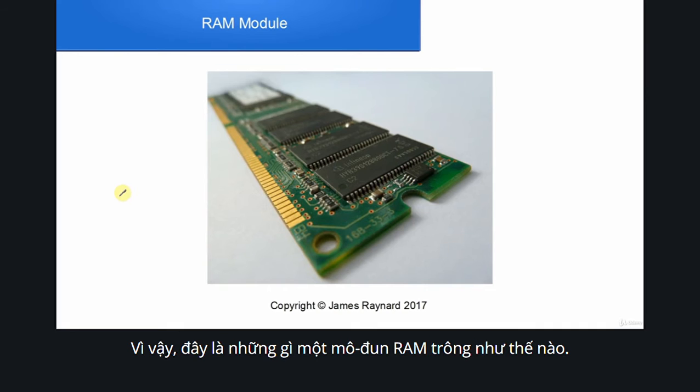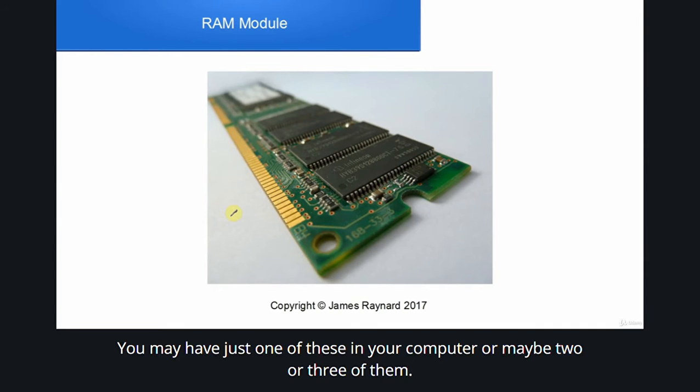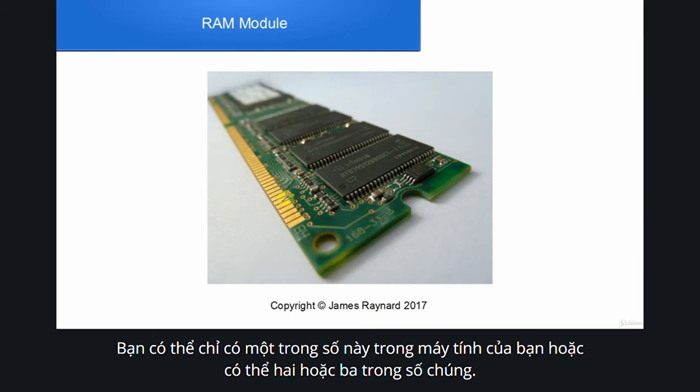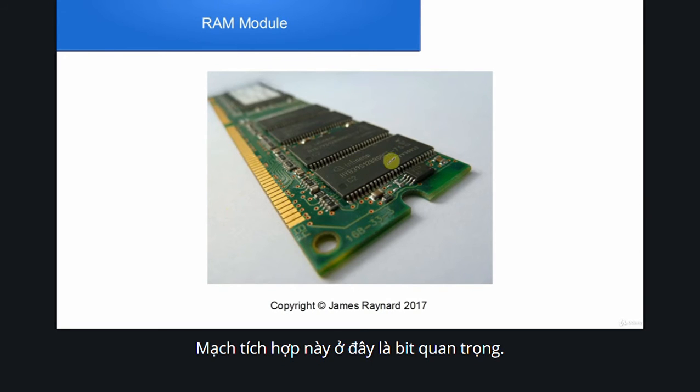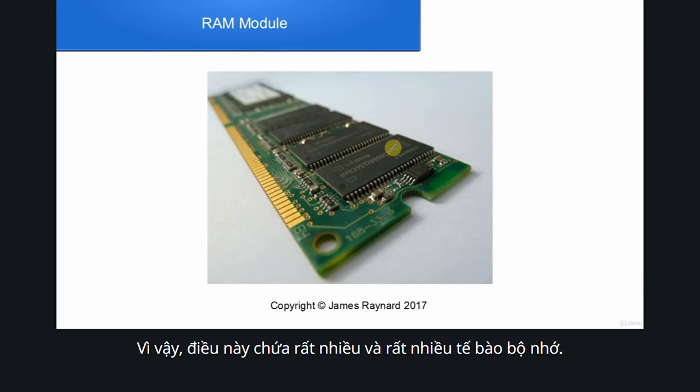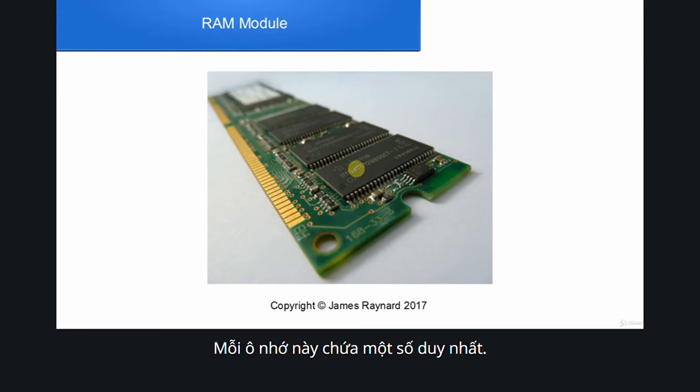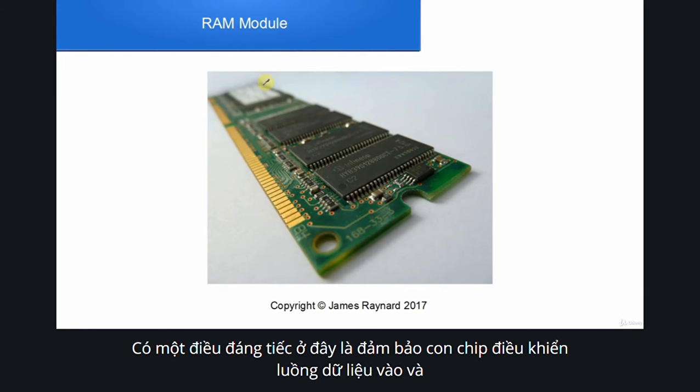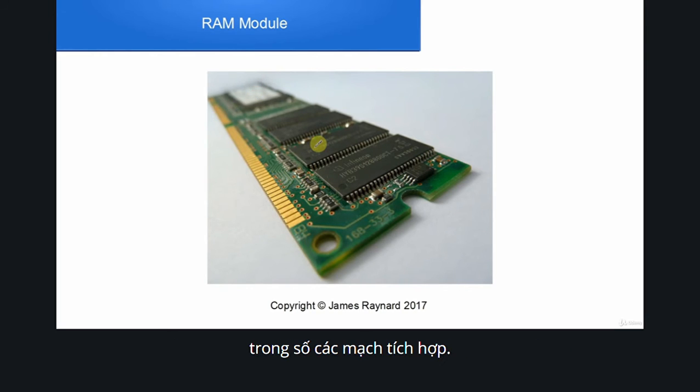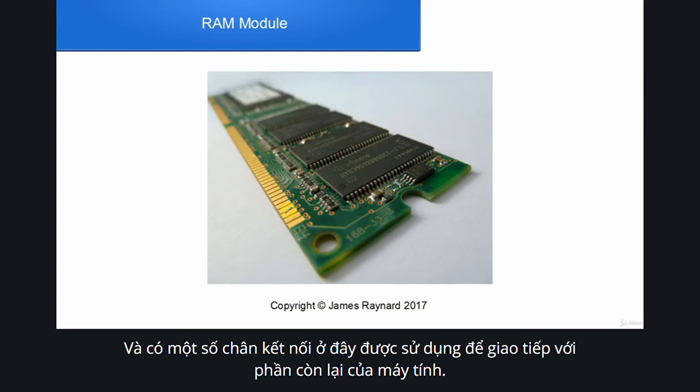So this is what a RAM module looks like. You may have just one of these in your computer, or maybe 2 or 3 of them. This integrated circuit here is the important bit. So this contains lots and lots of memory cells. Each of these memory cells contains a single number. There's a blurry thing here which is a controller chip which controls the flow of data into and out of these integrated circuits. And there's some connector pins here which are used to communicate with the rest of the computer.